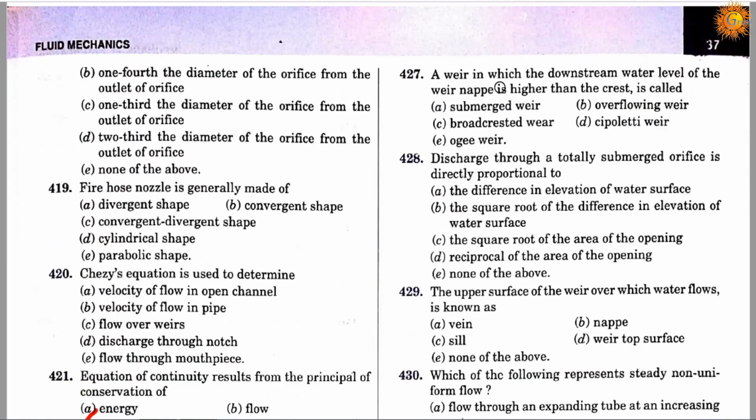A weir in which the downstream water level of the weir nap is higher than the crest is called: option A, a submerged weir; option B, overflowing weir; option C, broad crested weir; option D, sluice weir; and option E, Ogee weir. So the correct answer is A, it's a submerged weir.